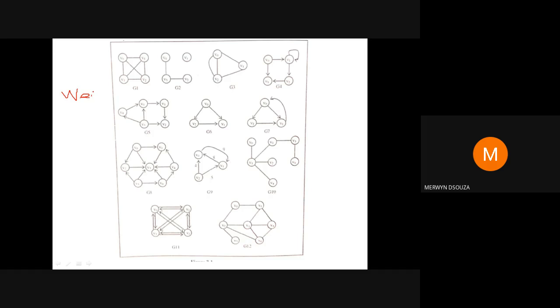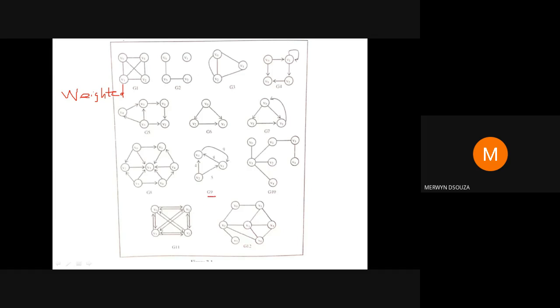Weighted. So what is a weighted graph? If a graph is weighted, then its edges have some non-negative value assigned. If a graph is weighted, then its edges will have some non-negative value. And those non-negative values will be known as weights. A weighted graph is also known as a network.